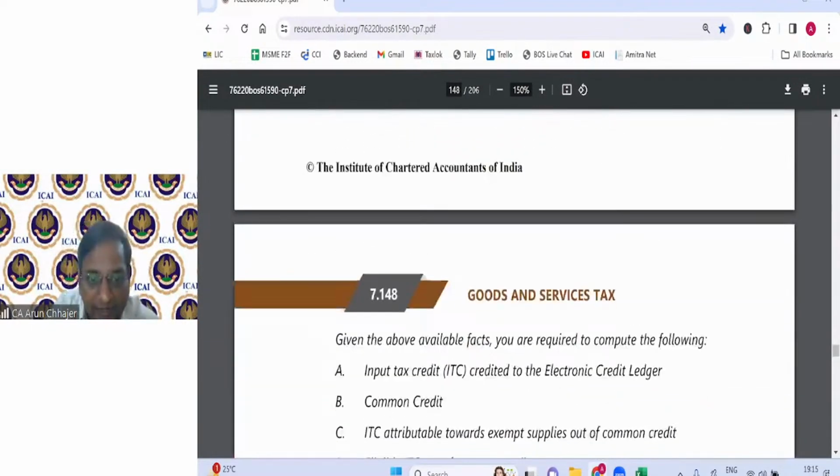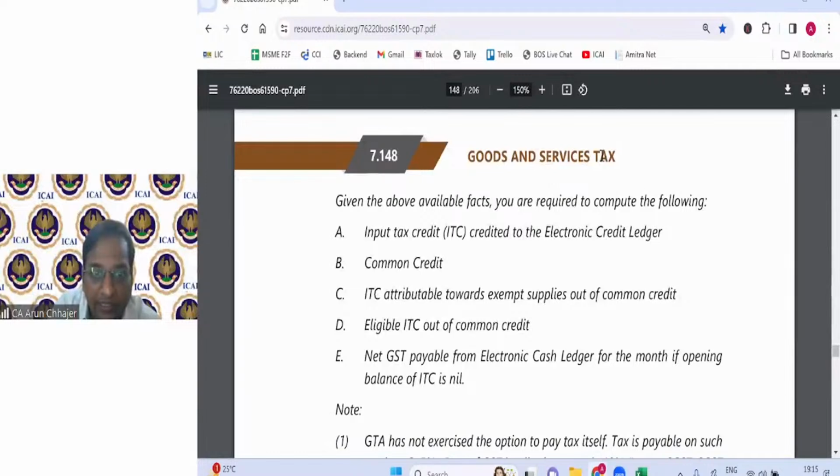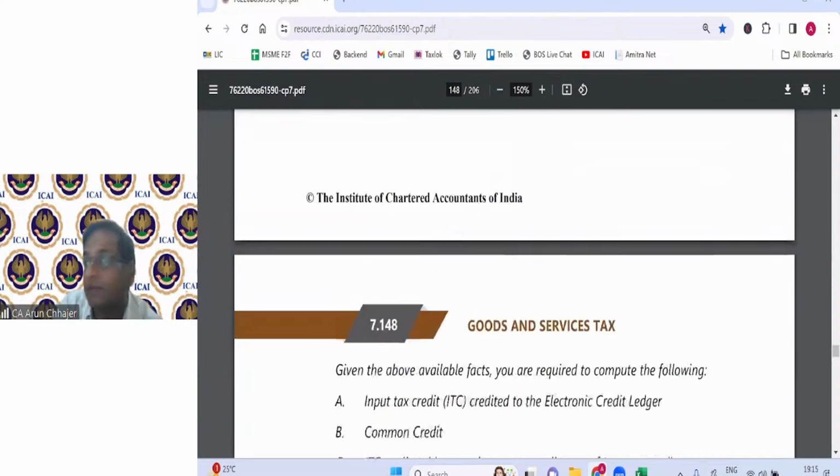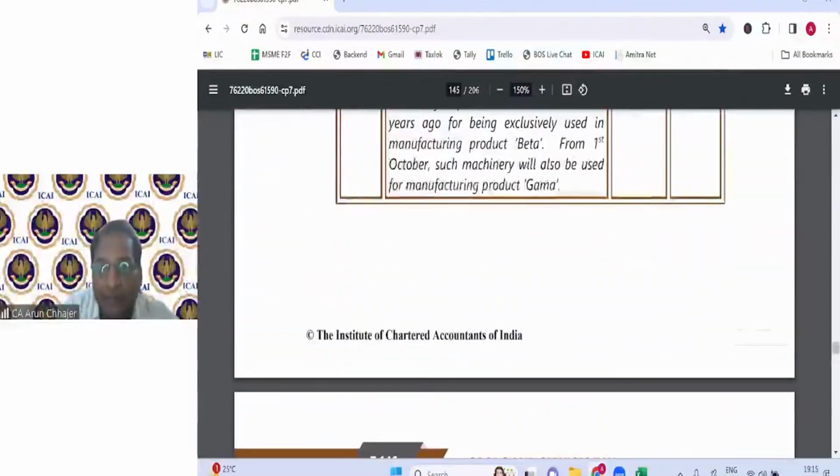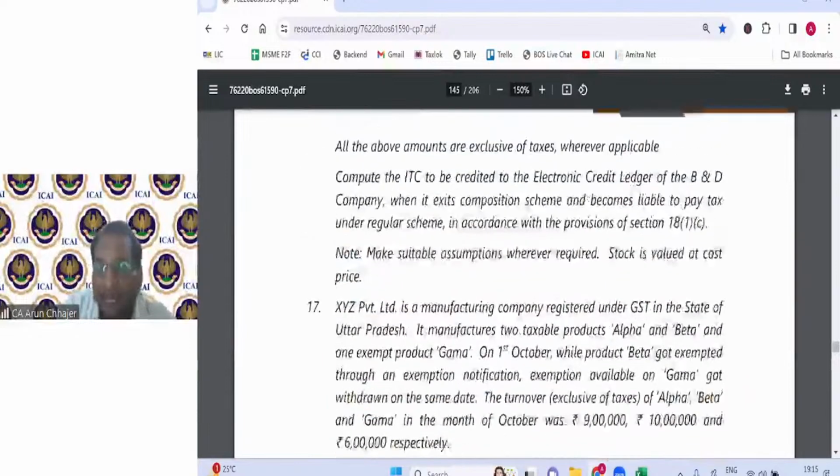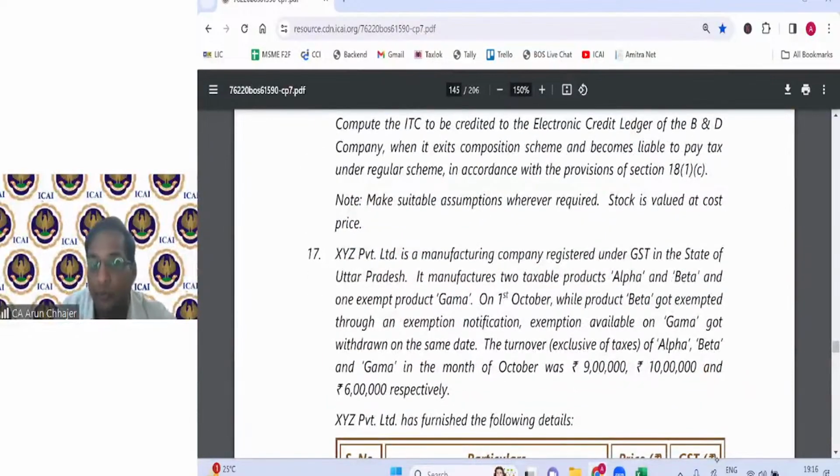अभी कुछ पार्ट बचा है क्या इसका? नहीं ना। कॉमन क्रेडिट हमने कैलकुलेट कर ली, 1,11,000 C2। ITC attributable toward exempt supply out of the common credit. What is the formula? So we need to calculate the exempt supply and taxable supply. In that ratio we will distribute.